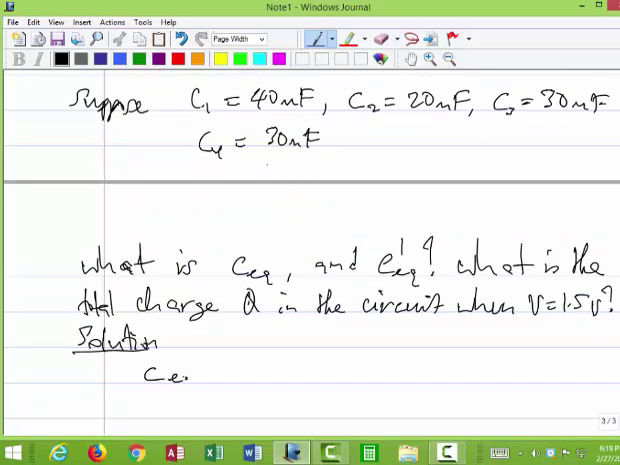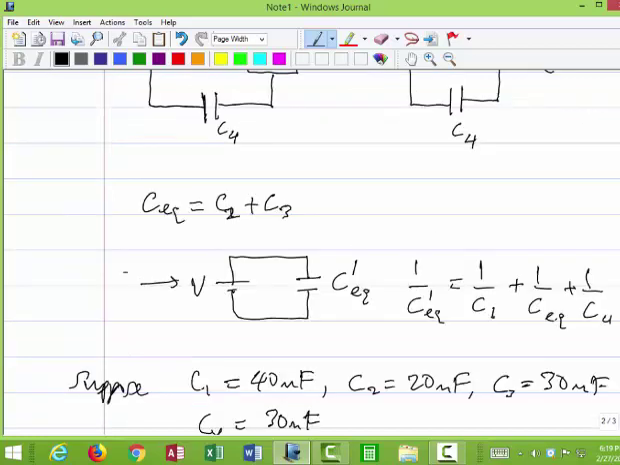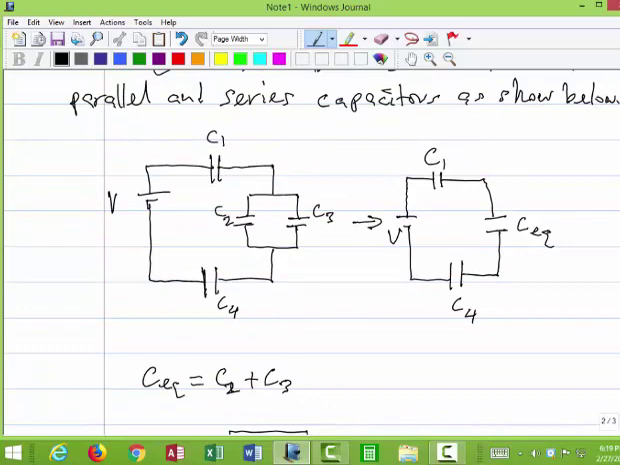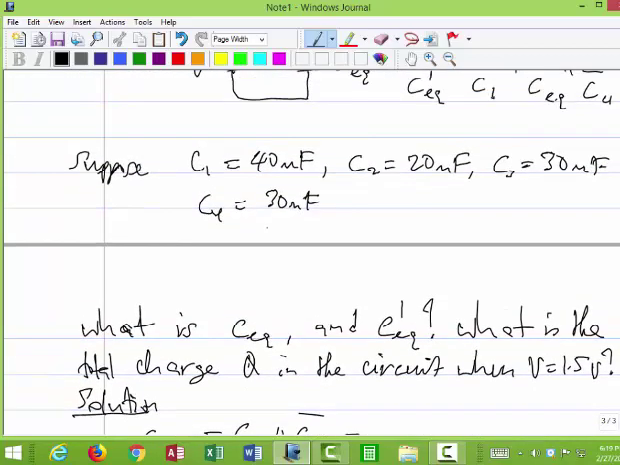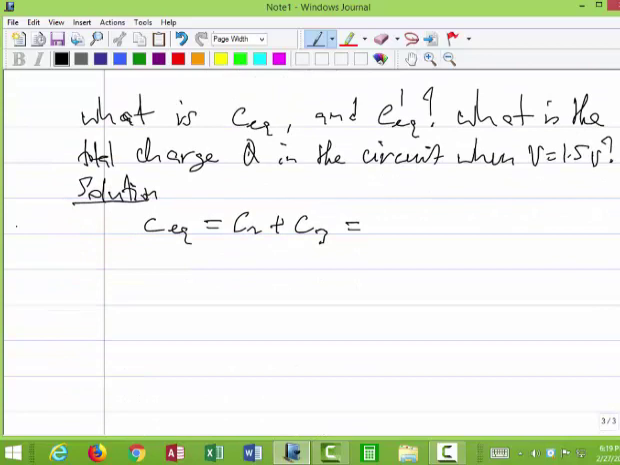C equivalent, we said, would be equal to C2 plus C3 for the circuit that we have there. And C2 plus C3 is going to be 20 microfarads plus 30 microfarads. So C equivalent is 50 microfarads.